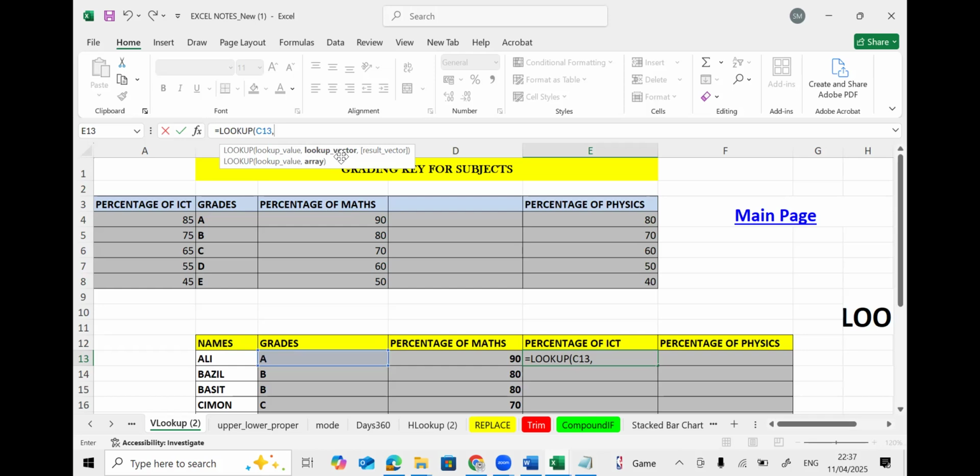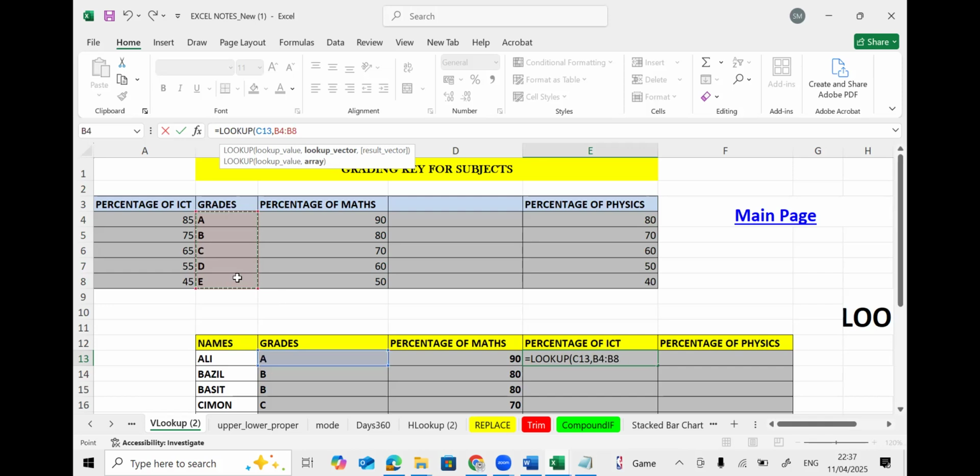Okay, now what is the vector in this? What is a vector? Vector means column. Lookup vector means which particular column you're looking from, looking for the lookup value. So your lookup value exists in which particular column, I will guide and I'll tell it does exist in this particular column.